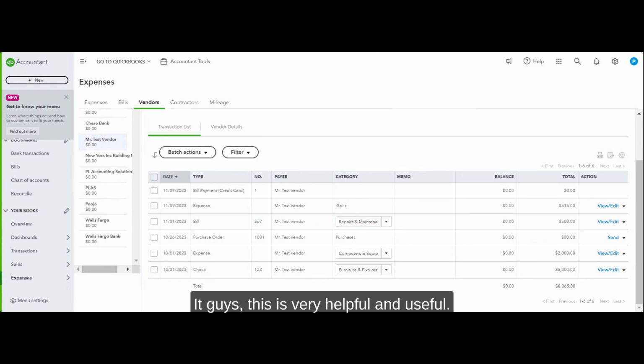Guys, this is very helpful and useful when you have closed the books and you don't want to go back and delete the entries, redo them, and re-reconcile your accounts. This is extremely helpful in that.